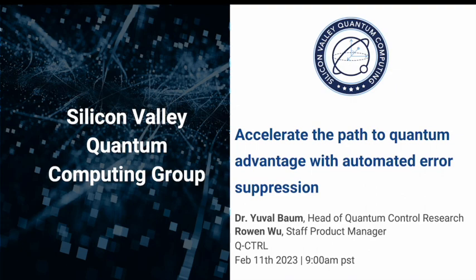Today's session is to talk about how to accelerate the path to quantum advantage with automated quantum error suppression. Today we have Q-Control speaking with us, Dr. Yuval Baum, who is the head of quantum control research, and Rowen Wu, who is the staff product manager. They're going to talk to us about their product and how that is helping us.